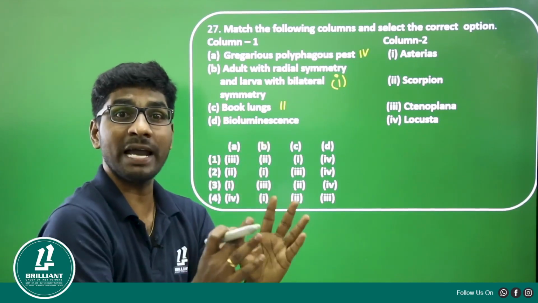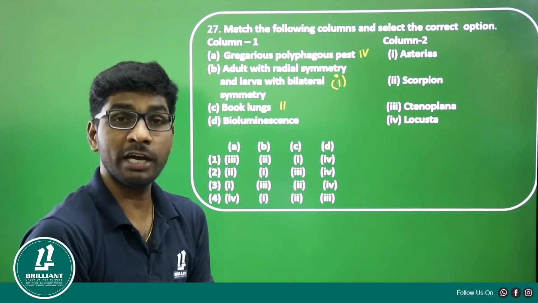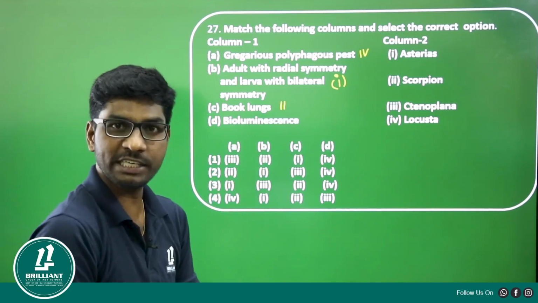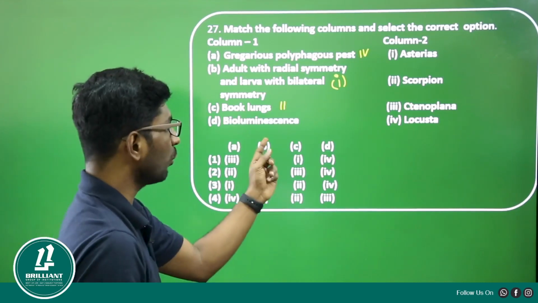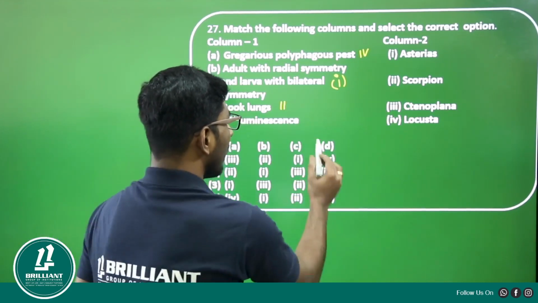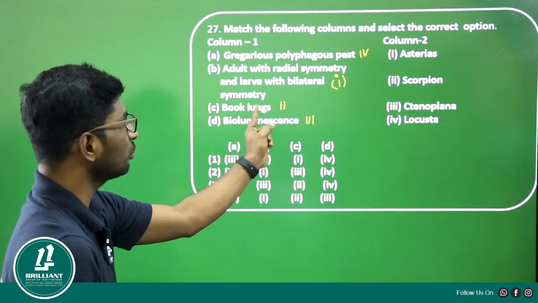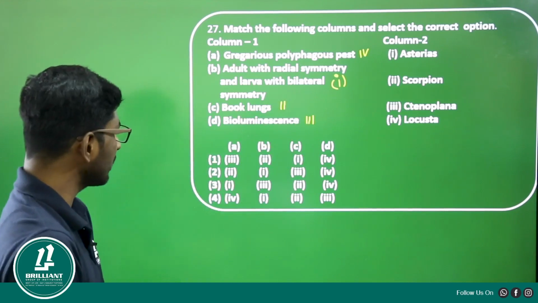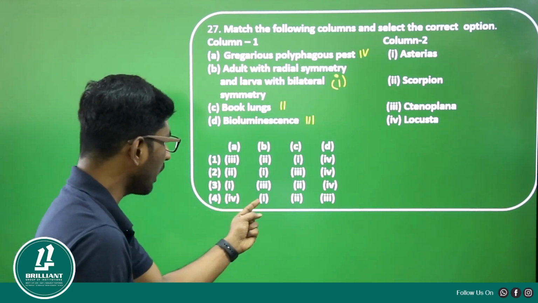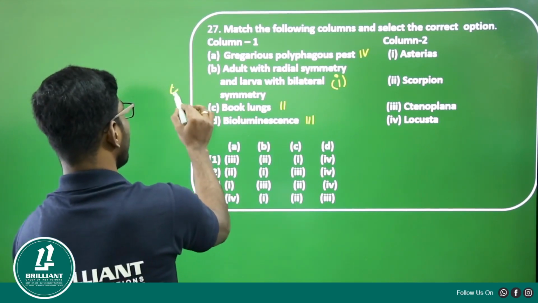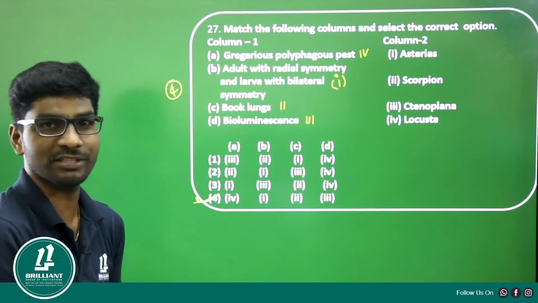Bioluminescence, emit light in ocean. They are ctenophorans, right? So bioluminescence is the unique characteristic feature in the ctenophora. So what is the answer here? Ctenoplana. Example. So answer is here 3. So 4, 1, 2, 3 is the right answer. So where is the 4, 1, 2, 3? 4, 1, 2 and 3. So the correct answer of 27th question is 4 is the correct answer.